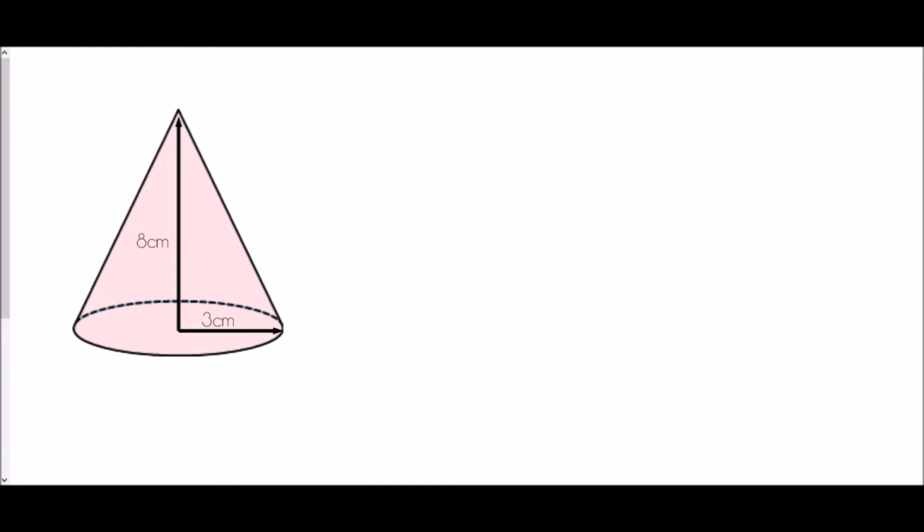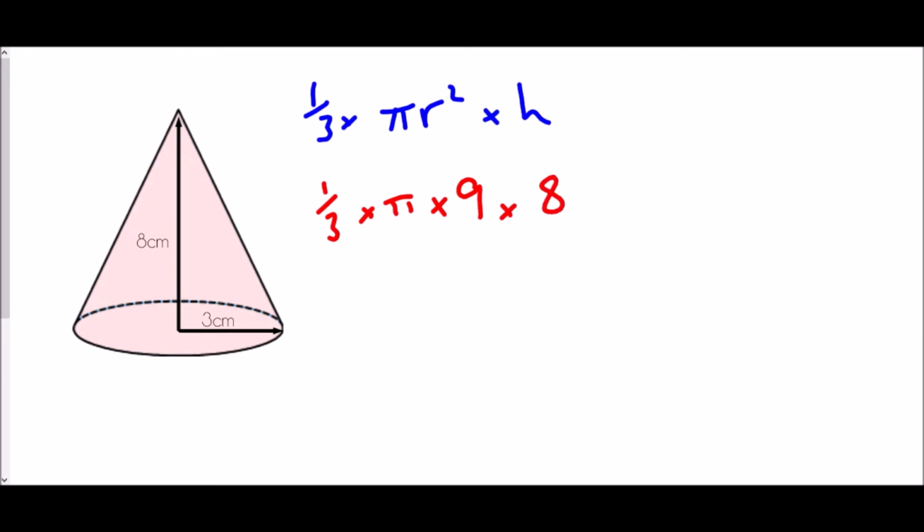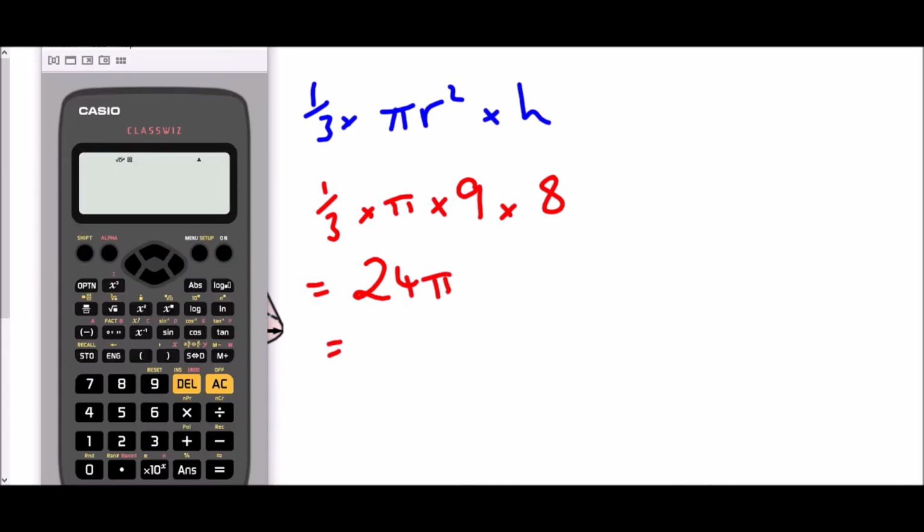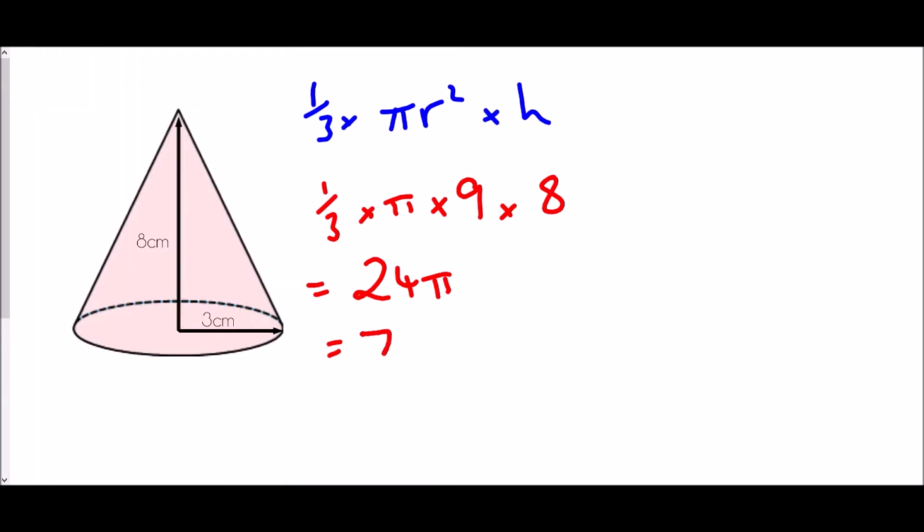So with a cone, we're just going to try and find some values. So we've been told that the volume is 1/3 of pi r squared times the height. Well, in this case, it's going to be 1/3 times pi times 3 squared, which is 9, times the height, which is 8. So let's just have a look at this one. 1/3 times 9 is 3, so 3 times 8 is 24. So it gives me 24 pi, and if I just grab a calculator quickly, 24 pi equals 75.40 centimetres cubed.